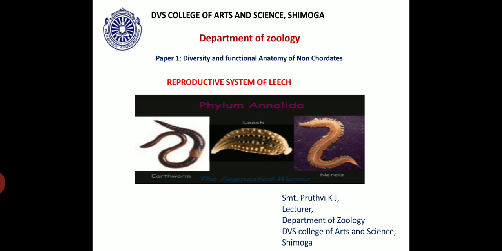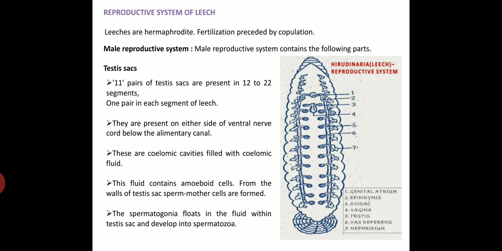Today we are discussing the last part of phylum Annelida, that is the reproductive system of leech. In the previous class, we discussed the morphology, digestive and excretory system of Hirudinea granulosa, and today it is about the reproductive system of leech. So the leeches are hermaphrodite. You know what exactly hermaphrodite is? Fertilization is preceded by copulation.